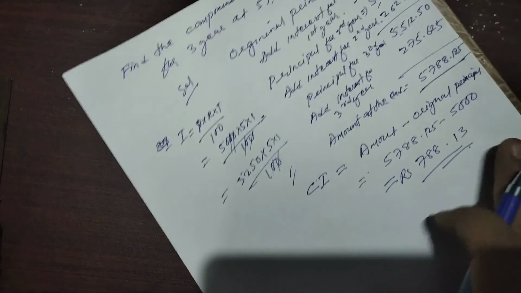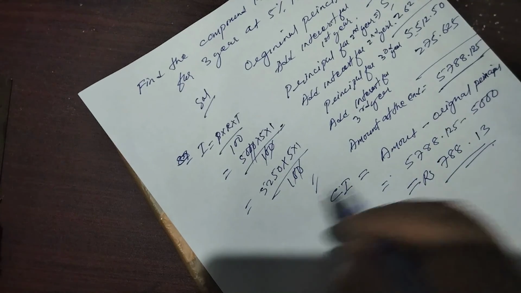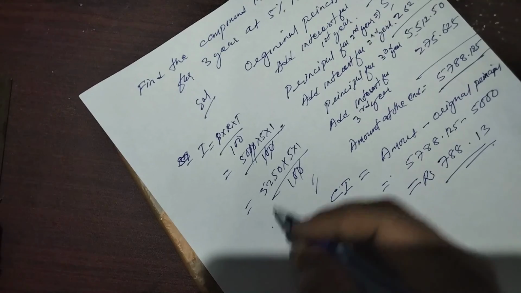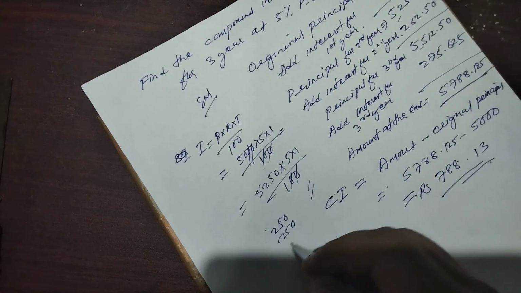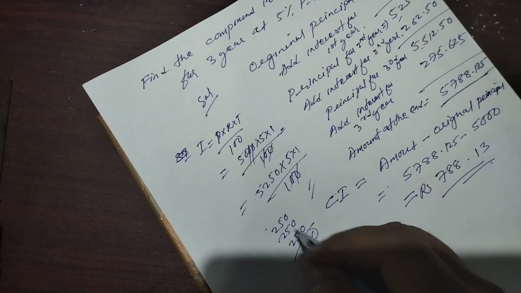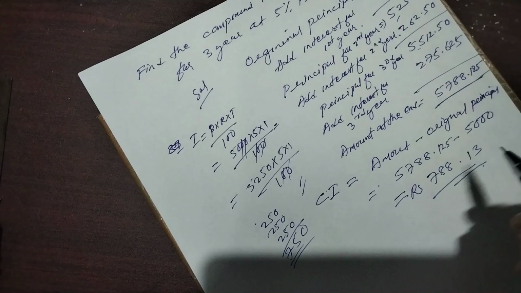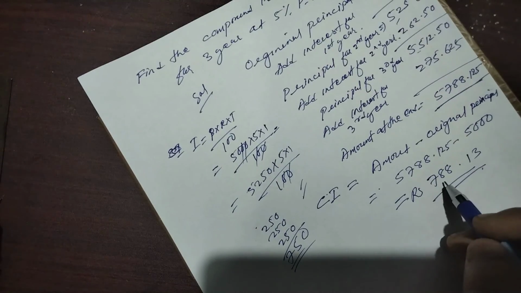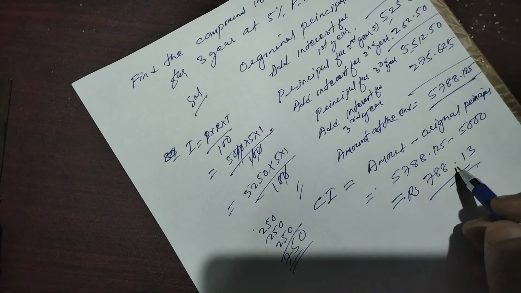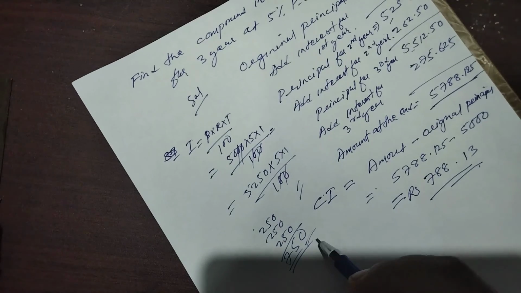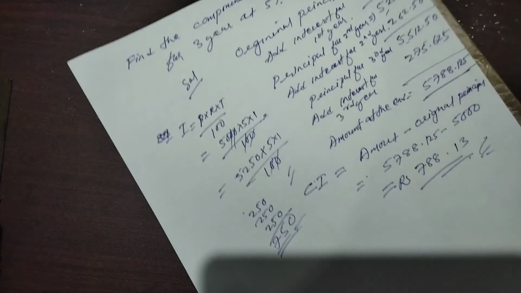Had it been simple interest, it would have been simply 250, again 250, again 250, which is 750. But compoundedly you have to pay a little more, around 38 rupees more than simple interest. Okay, hope you understood this.